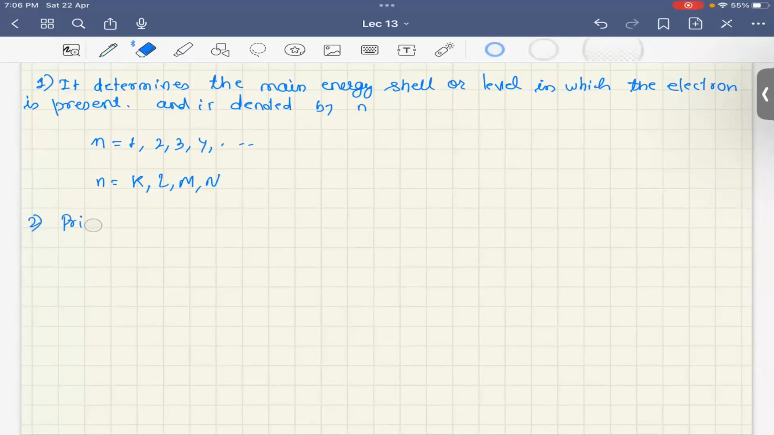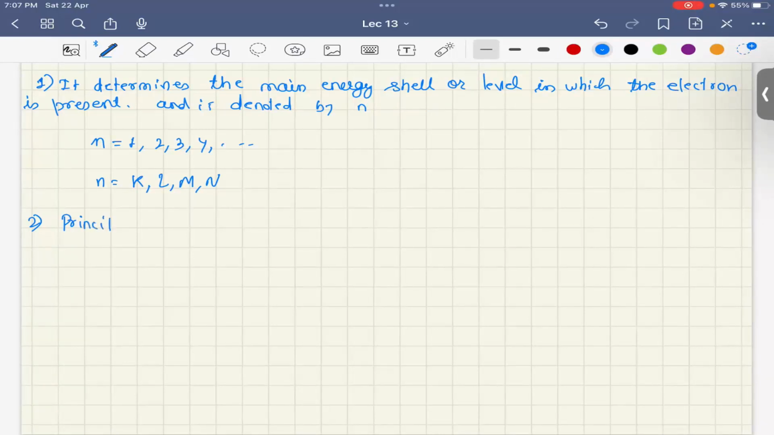There can be many electrons in one shell, so with the set of these four quantum numbers, each and every electron can be precisely denoted. It is an encoding system to identify each electron, and these four quantum numbers will do that.